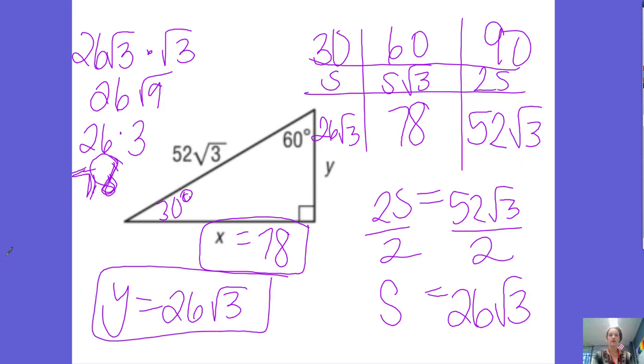So when you have your hypotenuse, you divide it by 2 to get your short side. And then once you have the short side, you multiply it by root 3 to get the side across from the 60-degree angle.